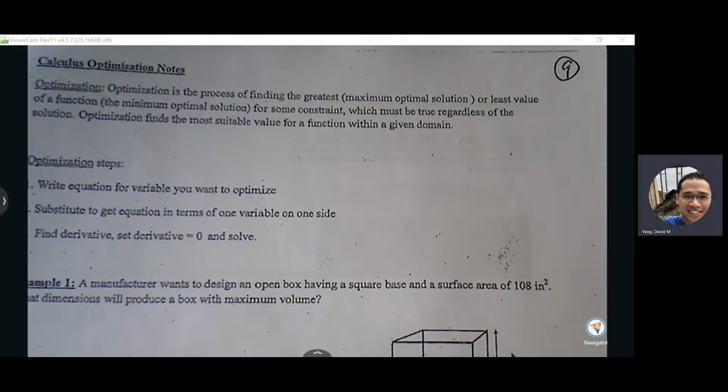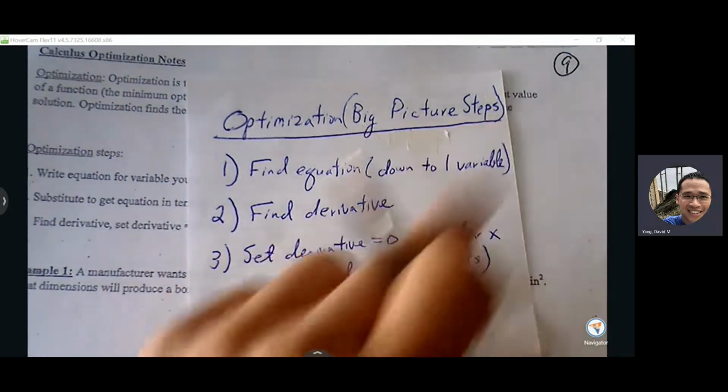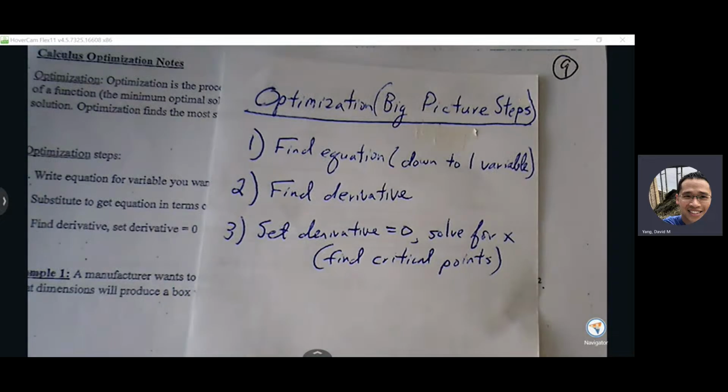Okay, so let me highlight some big picture ideas with optimization. So we can kind of keep this in mind. The big picture is that you're really just trying to find a critical point. So think about what you do with critical points. You start off with your equation, you find the derivative, you set the derivative equal to 0, and you solve for x. Right? That's something that we've been doing ever since 3.1 when we did EVT.